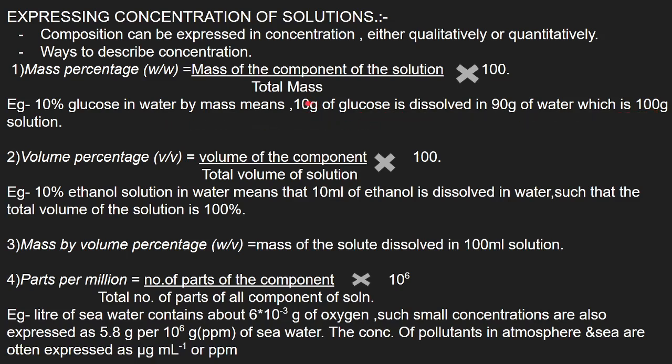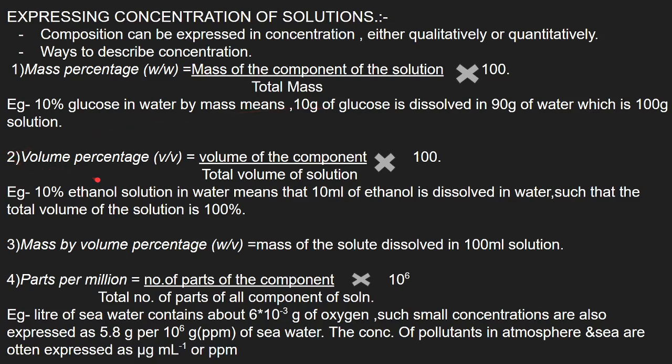Okay, so what do you mean by 10% of glucose? When I am telling you that 10% of glucose is there in water, it means that there is 10 gram of glucose which is dissolved in 90 gram of water. So in total it makes 100 gram of the solution. So that's what mass percentage is all about. It gives you the total percentage.